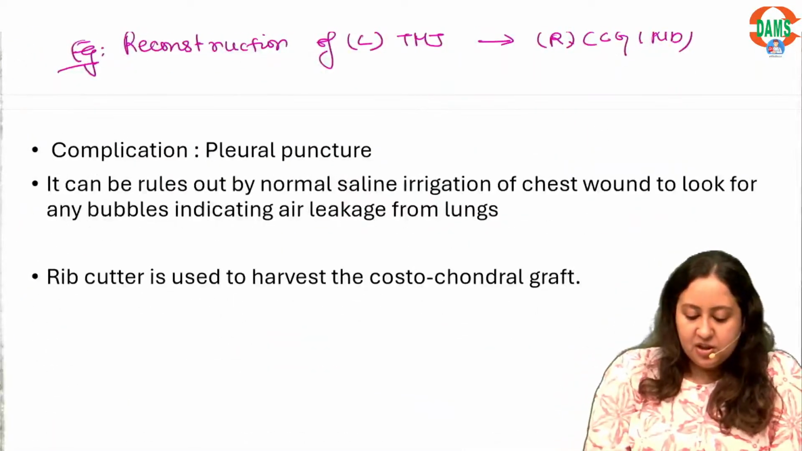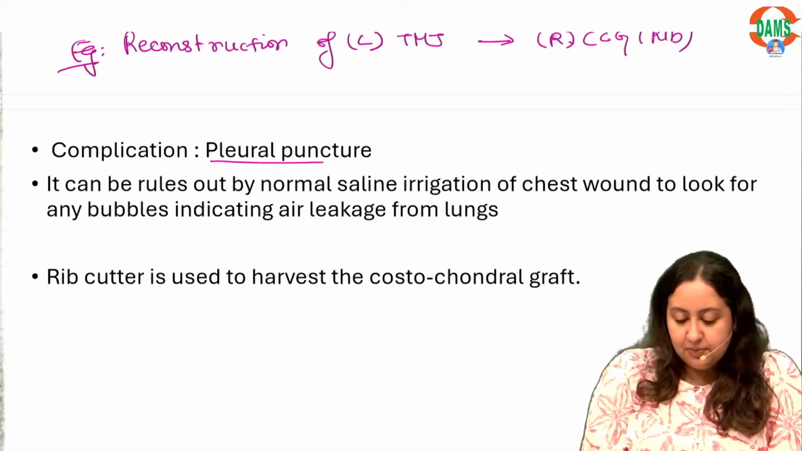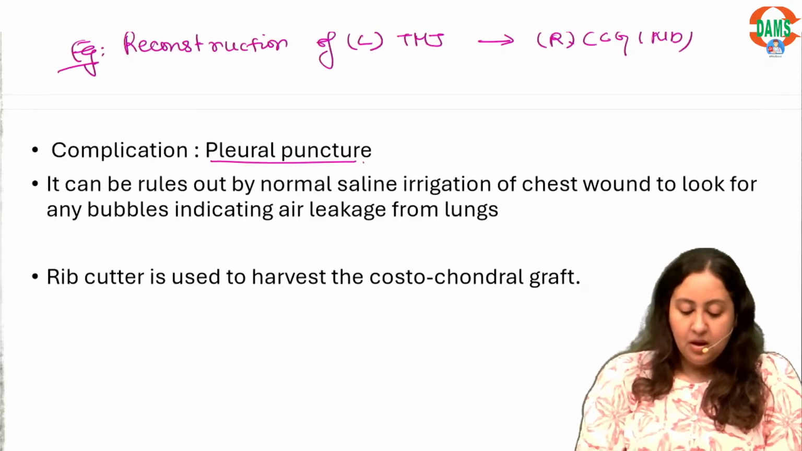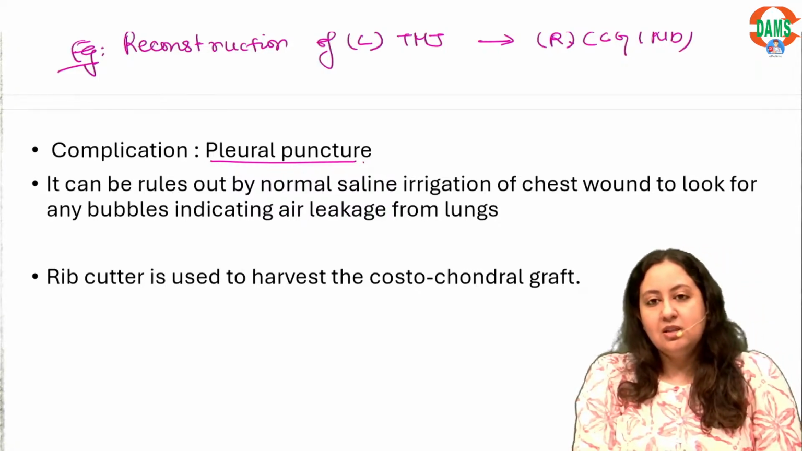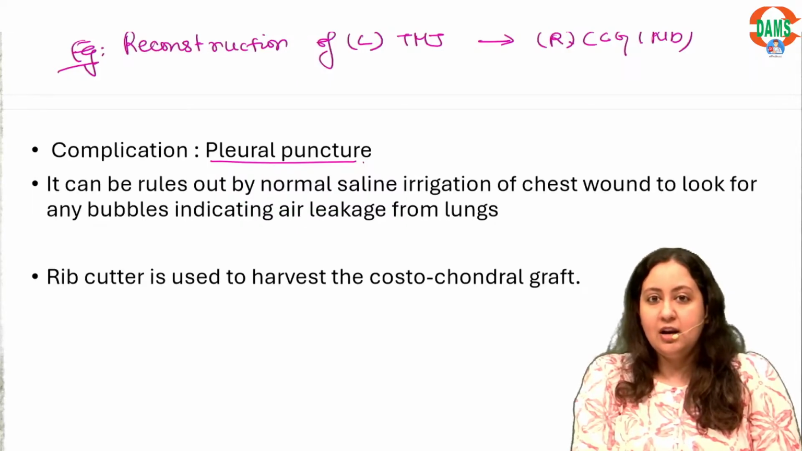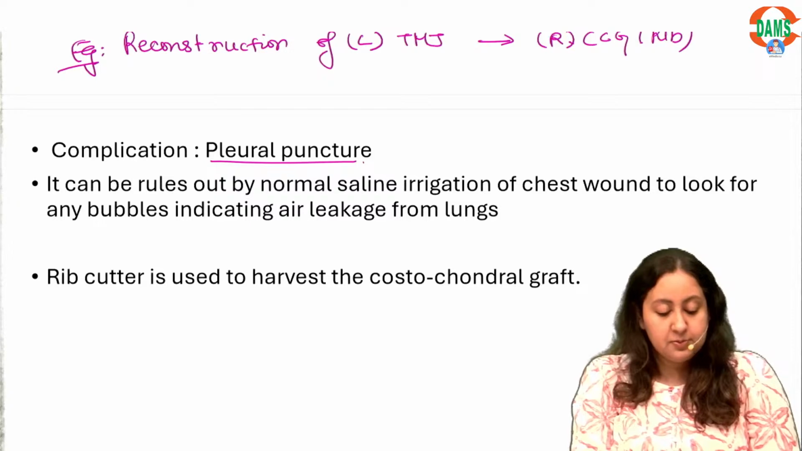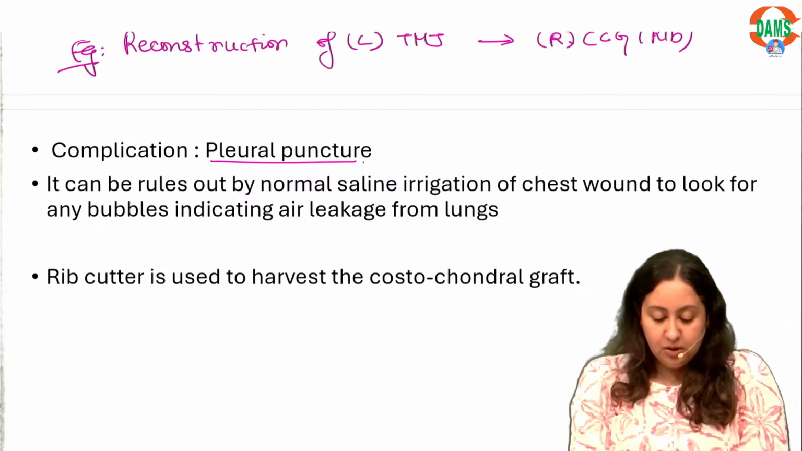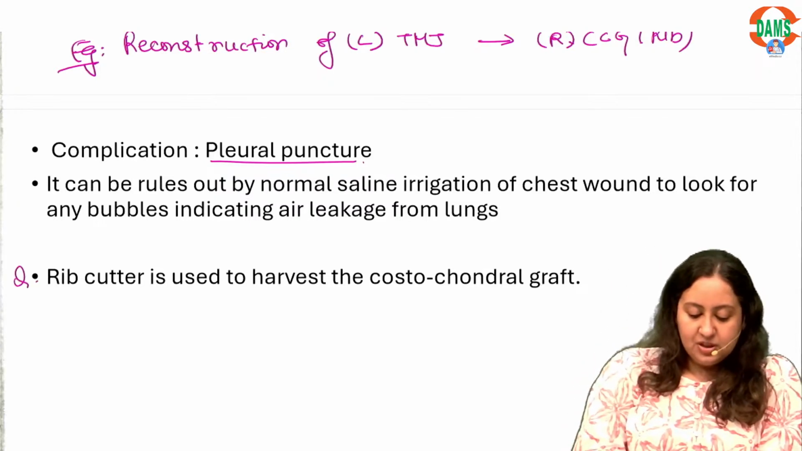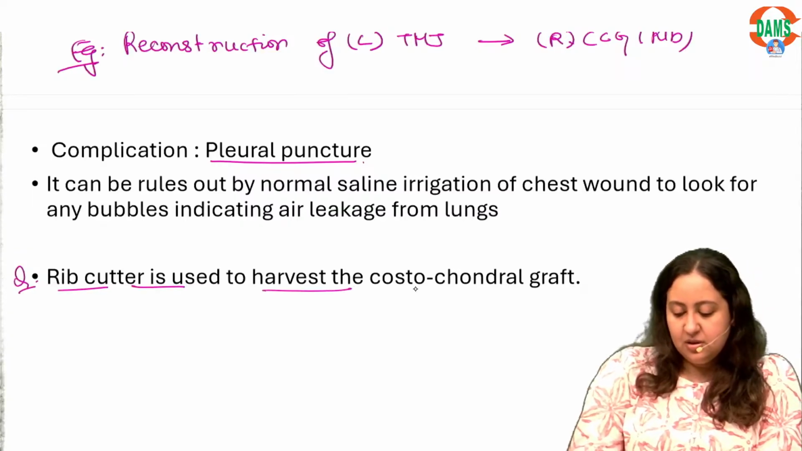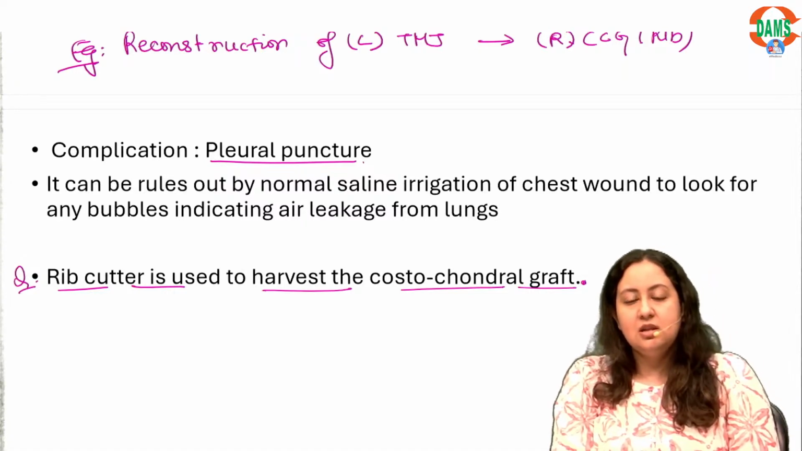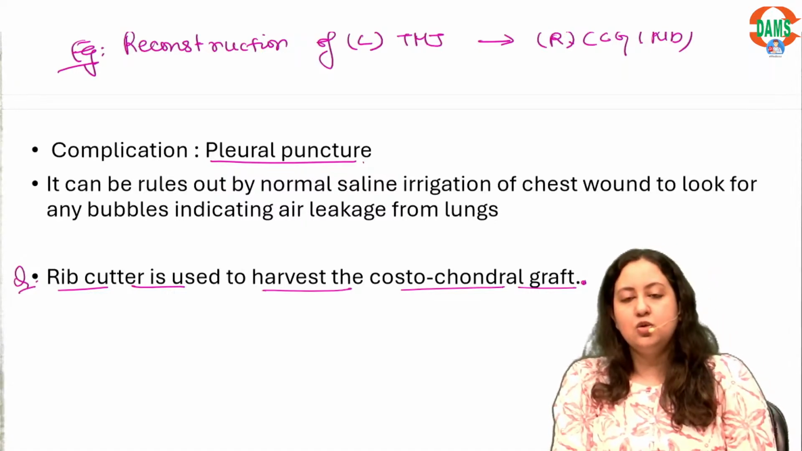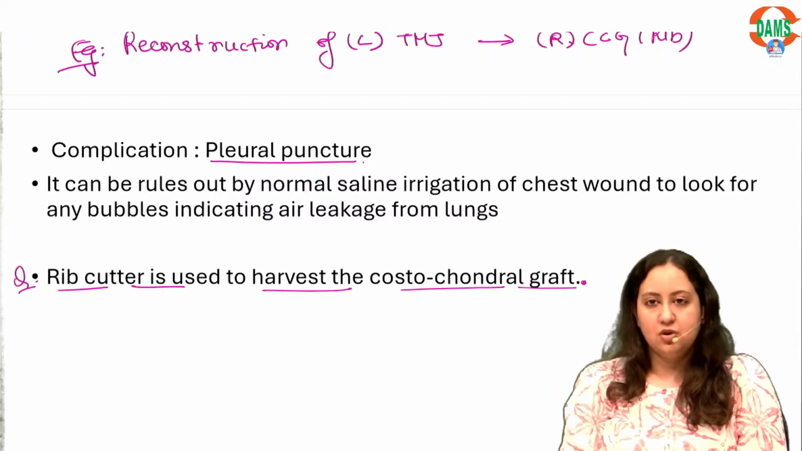Now, the complication that can occur while harvesting this graft is a pleural puncture. So, how do we rule out a pleural puncture? Once you harvest the graft, you irrigate the chest wound with saline to look for any air bubbles. If there are air bubbles present, that means there has been a breach in the pleura. Another important point is that a rib cutter is used to harvest the costochondral graft. So these are a few important things that you need to remember in regards to costochondral graft.